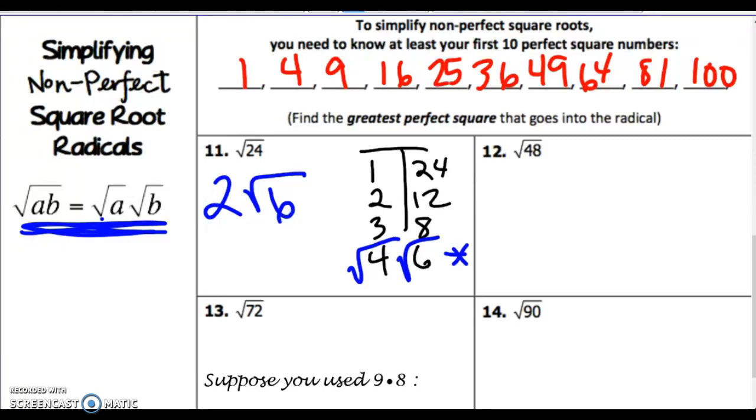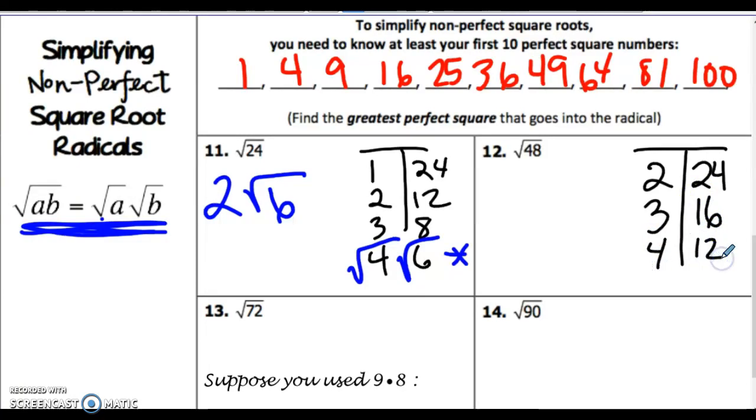How about 48? Well, 1 and 48, but that doesn't help us. 2 and 24. Ooh, well, maybe you know something right away. 3 and, so I'm just counting up, 3 and 16. 4 and 12. Okay, I now have two options that would work. Which one has the bigger square root? Yeah, this one right here is better.